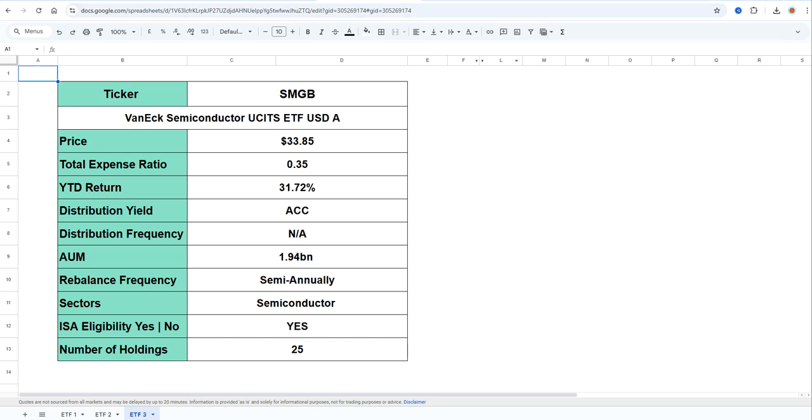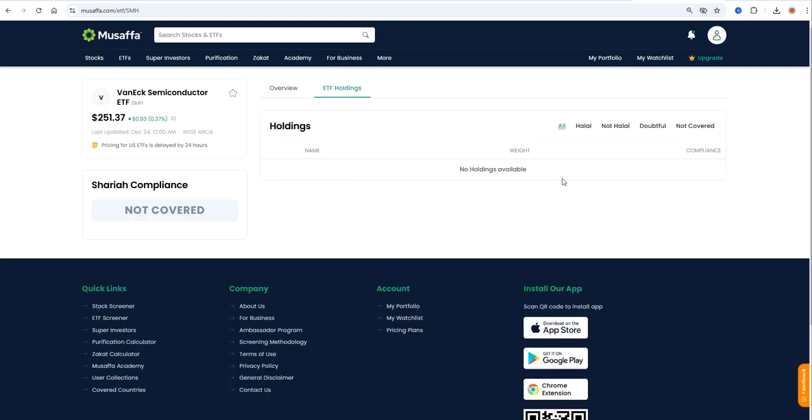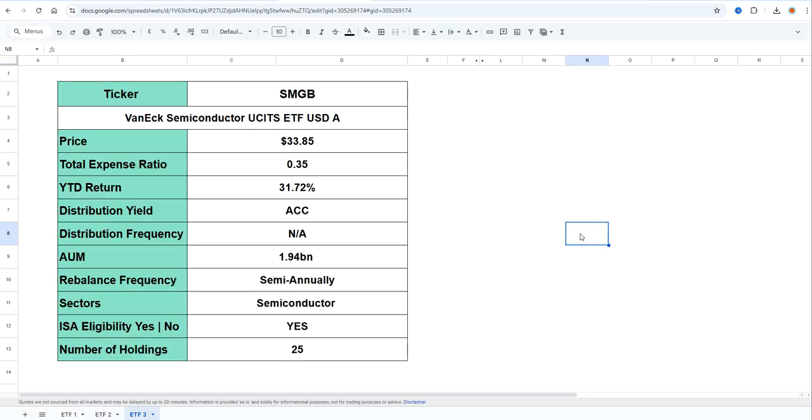So if you go to websites, for example, Musaffa or whatever, actually Musaffa is slightly changing. Let me actually share this with you guys. So this is Musaffa. It used to have this covered, but they've changed that now, and I've noticed a couple of ETFs, they've done the same thing. So I'm not sure what is happening here. However, it's not Shariah compliant itself, but the majority of the companies in there are Shariah compliant.